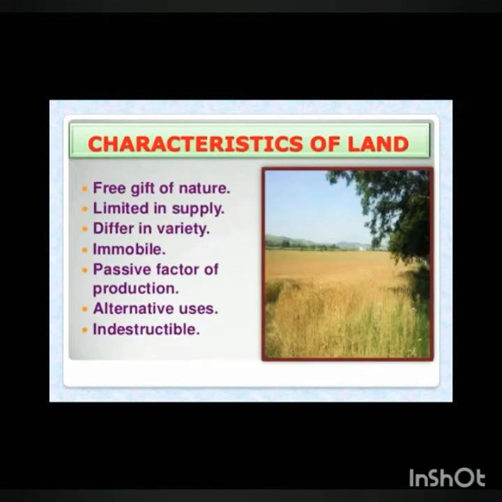Fifth, land is immovable. It cannot be transferred from one place to another. This is a fact. Sixth, land has some original indestructible power, which means it has its own fertility level which man cannot destroy, but it may vary from place to place. Seventh, land differs in fertility in different places. One piece of land may produce more and another less.